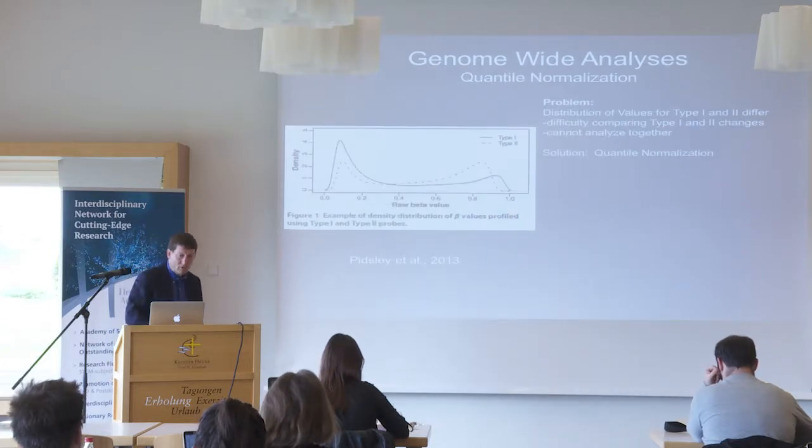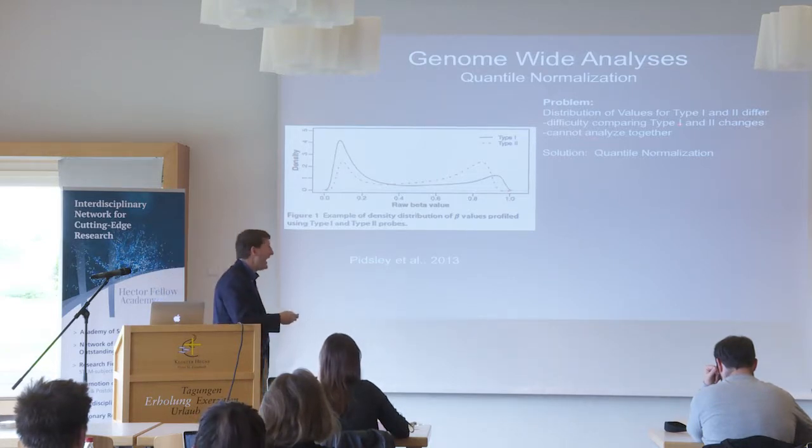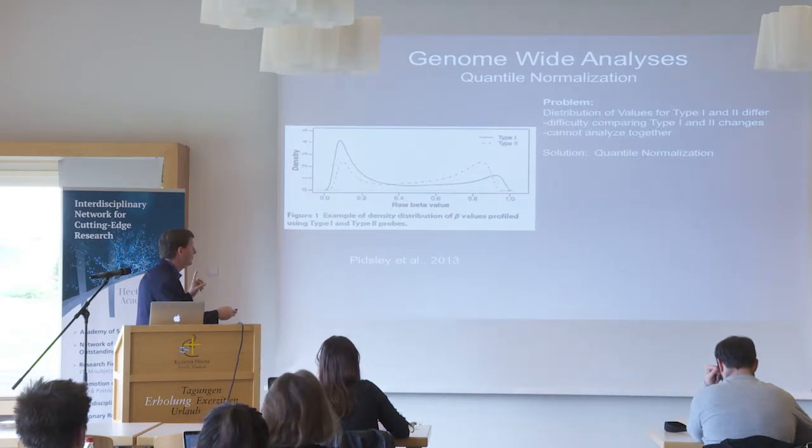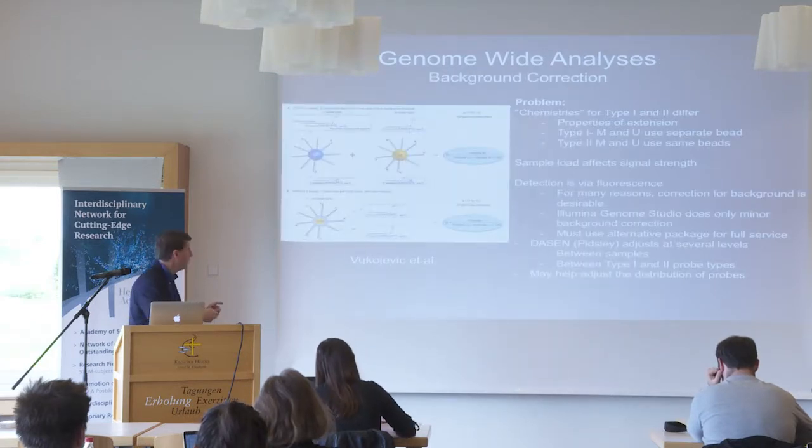As a result of these and other characteristics, the distribution of values for type 1 and type 2 differ, and this is a problem because we're going to do regressions, and we have to have the same variances in them. So there are a couple of solutions. We cannot analyze them together, so we're going to have to do... Did I skip a slide here? Yeah, I did. Good. Okay. We're going to have to correct for background.